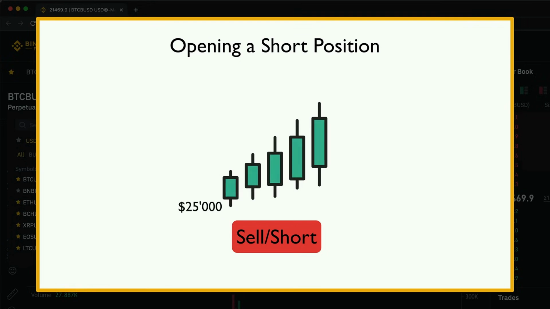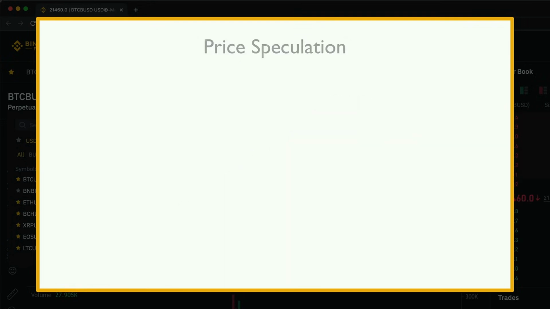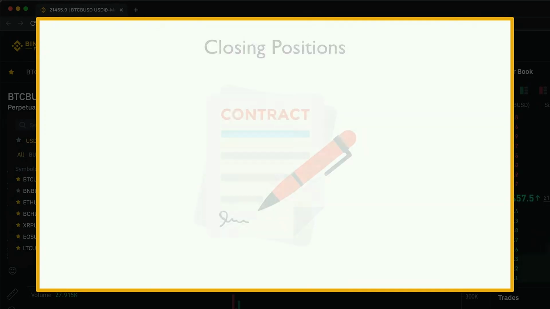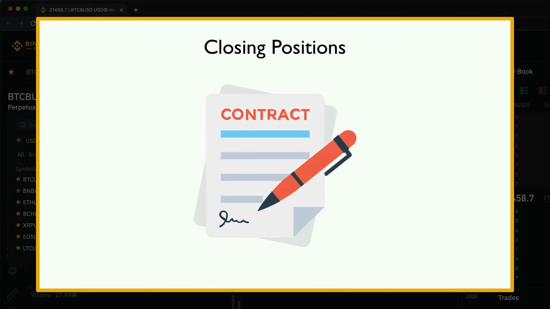And if Bitcoin rises to $30,000, we lose $5,000. So with futures trading, we are basically speculating if the price of an asset will go up or down. In practice, we don't actually need to wait until the future contract expires to get out of our position.